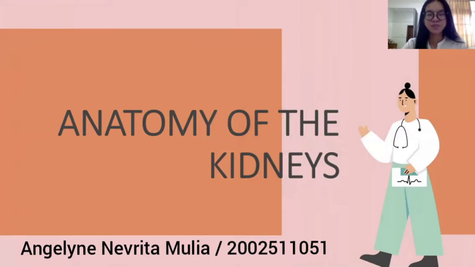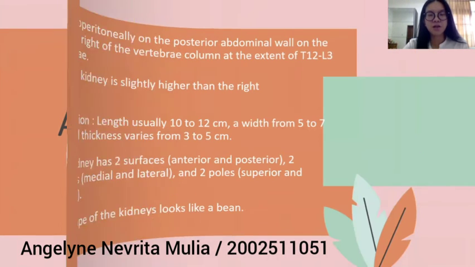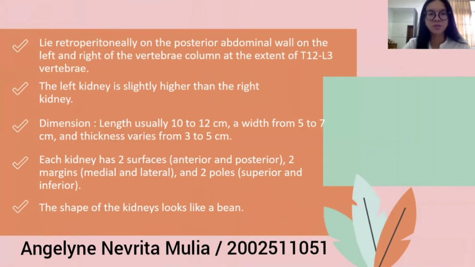The first one, I will explain about the anatomy of the kidneys. The kidneys are a paired organ that lie retroperitoneally on the posterior abdominal wall at the extent of T12 to L3 vertebrae. The left kidney is slightly higher than the right kidney because of the presence of the liver on the superior of the right kidney. The kidneys are usually 10 to 12 centimeters long, width from 5 to 7 centimeters, and thickness varies from 3 to 5 centimeters. Each kidney has two surfaces, two margins, and two poles.